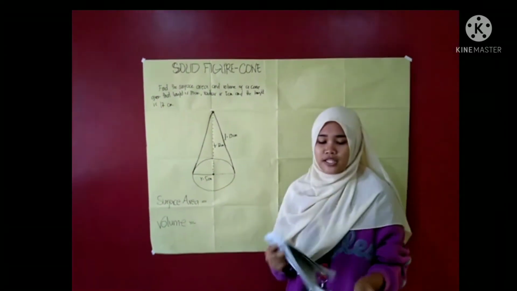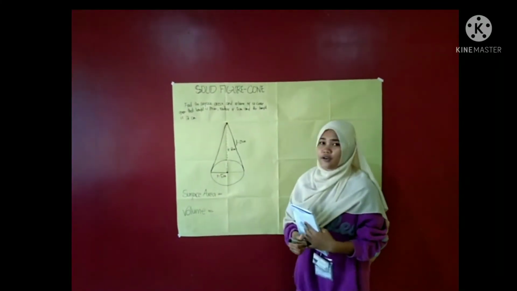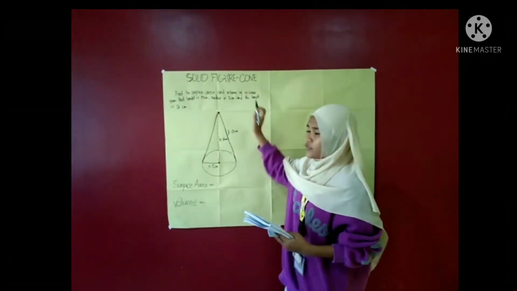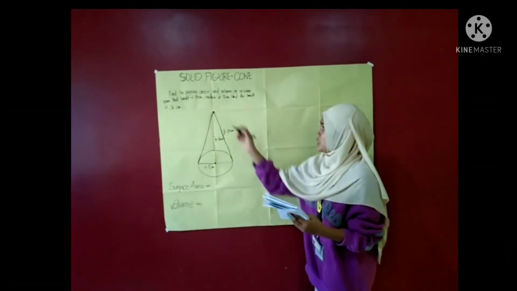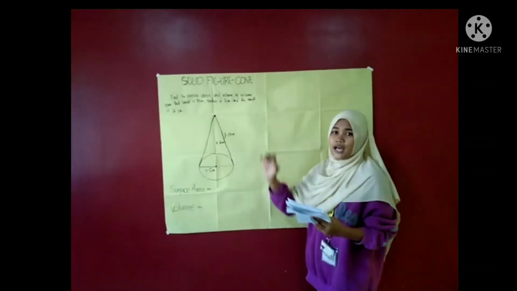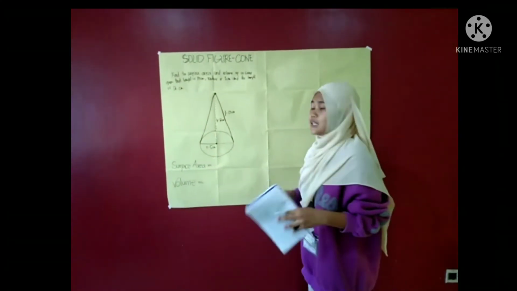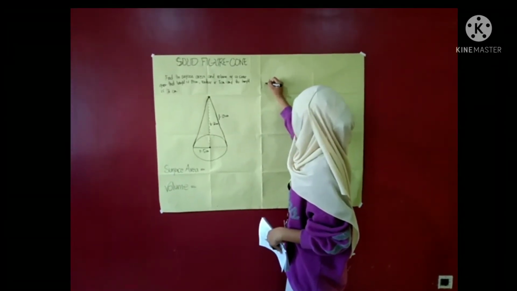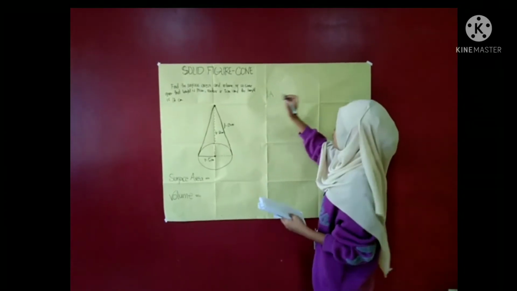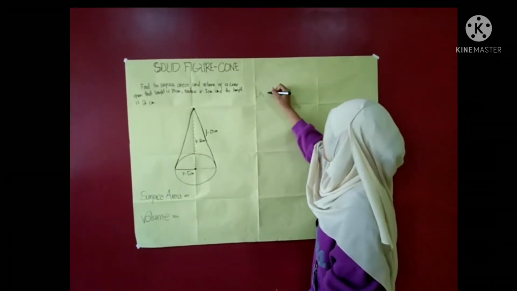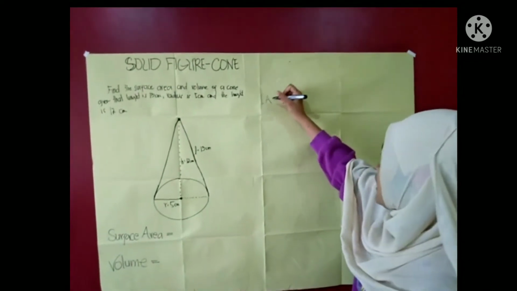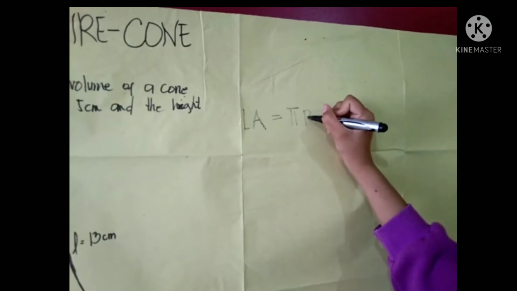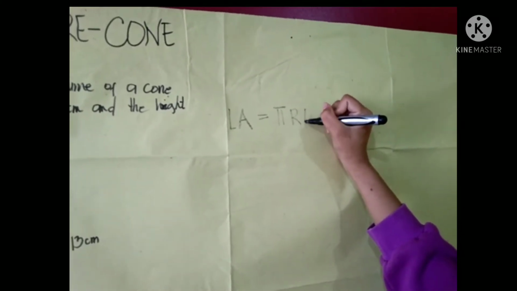Now, let's proceed. In our problem, we are going to determine the surface area and volume of the cone. In order to determine the surface area, we need to determine the lateral area, or simply LA, of the cone. The formula is LA equals pi times R times L.